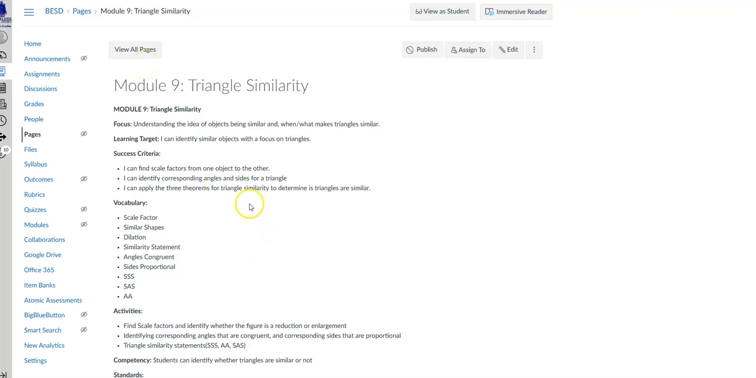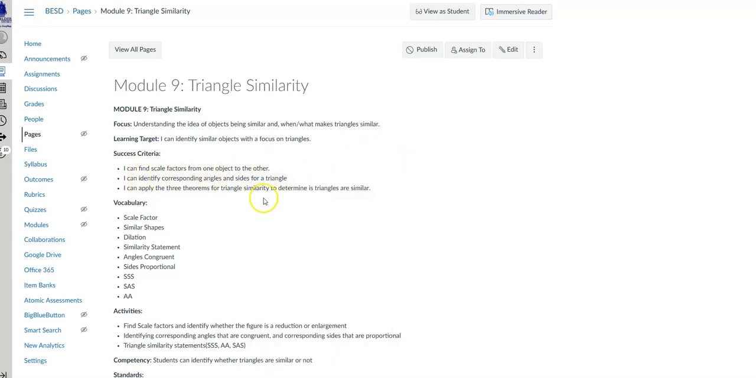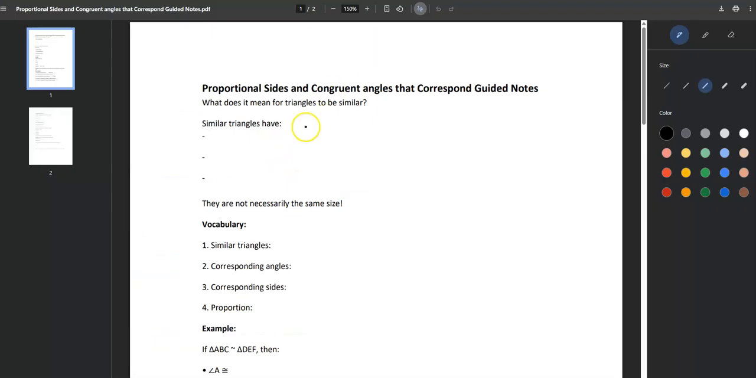All right, we are on day 2 of triangle similarity. So this day 2's success criteria is that you can identify corresponding angles and sides of a triangle. That is our whole goal for this one. And so we're looking at what we call proportional sides and congruent angles that are corresponding.